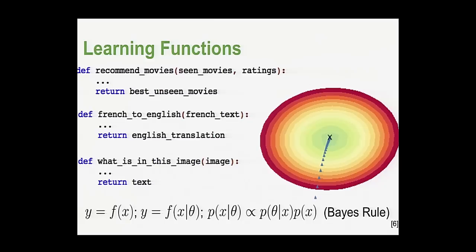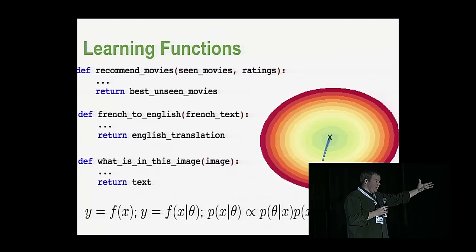We have an input, and we want to get some output. It could be a label. It could be floating point numbers. It could be the text that corresponds to an image, like what is in this image: a dog sitting on a hardwood floor.